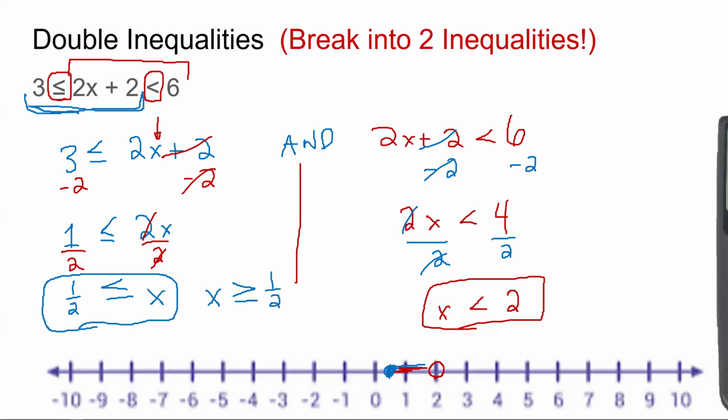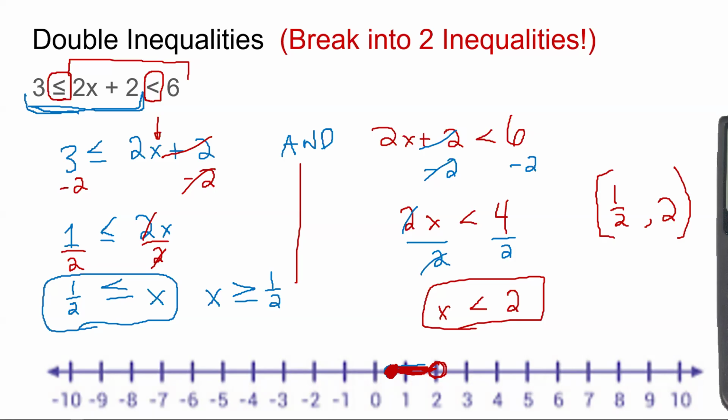I've got a hard bracket on one side, soft on the other, and I want to go from 1/2, including the 1/2, all the way up to 2, but not including 2. Right there. Interval notation would be I'm trapped between 1/2 and 2. I do want the 1/2. I do not want the 2. All right. Apologies.